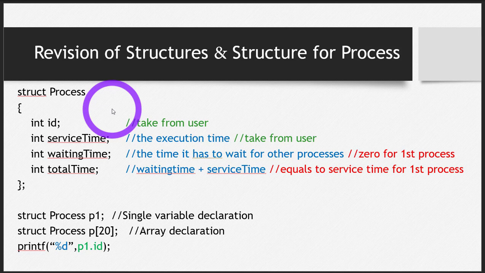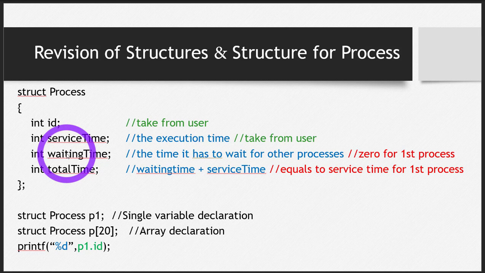Now let's see it from the point of view of our task. We have 4 members. The first one is ID. We will take it from user, and this is just for the purpose of identifying any process, nothing else. It has no link to these three things below. Then we have service time, and we have studied in detail what is service time. Service time is the execution time, the burst time, the time taken by any process to be executed, to do its work. That is service time. We will take the service time from user as well.